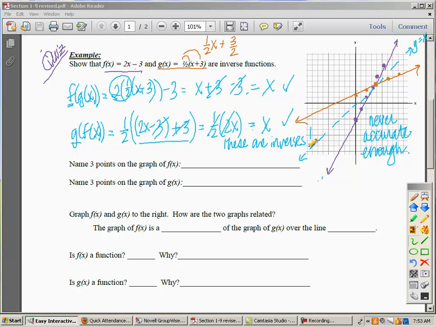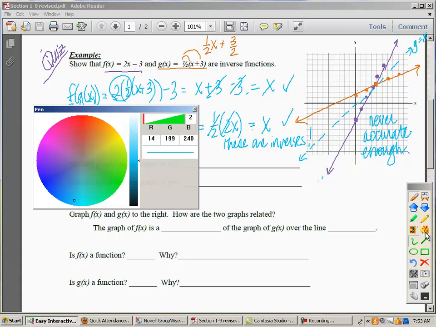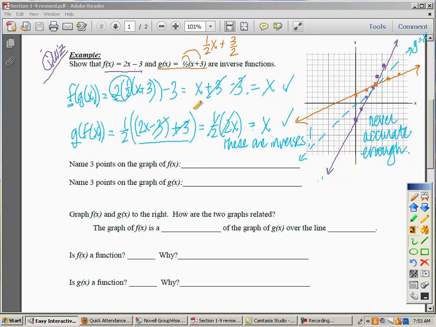Okay, because I get x with both composites, I know these are inverses. I'm going to change my color here a minute because I'm not a big fan. All right, take a look. We're going to ask you to name 3 points. Now, we have 3 points listed here.